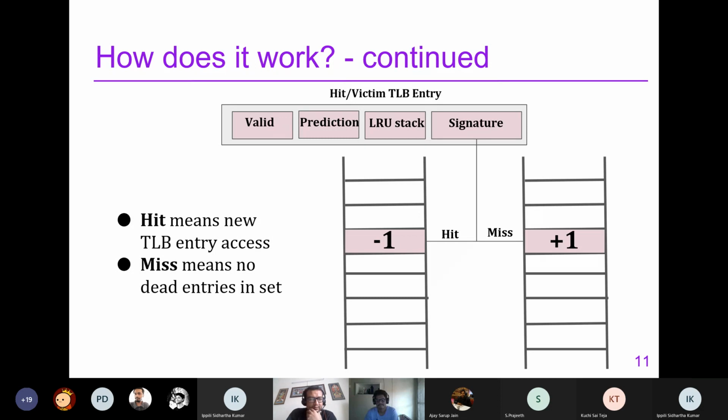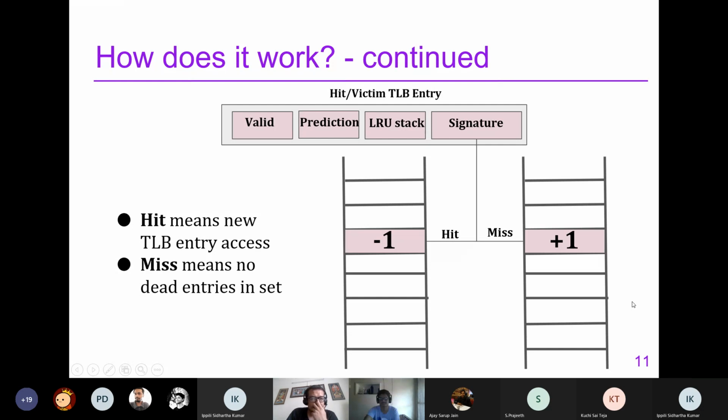So this is for L1 TLB or L2? Sorry, I forgot to mention it. This is for L2 TLB. This whole CHIRP tries to decrease the misses per kilo instructions for L2 TLB. Okay.